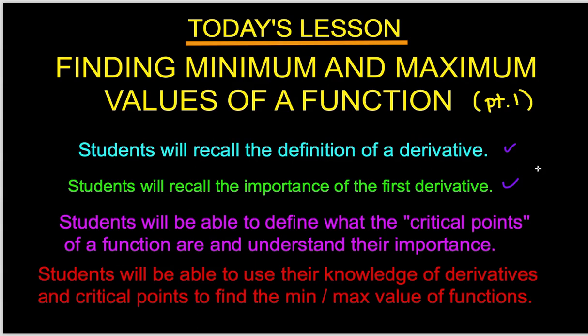The third objective is, after the lesson, the students should be able to define what a critical point is. I'm going to define it and mention it many times in the lesson. And not only will they be able to define it, but they're also going to understand the importance of a critical point. Lastly, the students are going to use everything previously in the lesson, so they're going to use their knowledge of derivatives, their knowledge of critical points, and they're going to be able to find the min and max value of functions. And they're going to be able to determine whether it is a min or a max value.